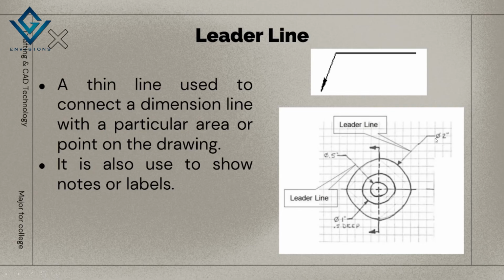For example, this one shows that the diameter is 2 inches. This one shows that the diameter is 5. This one shows that the diameter is 1. That is an indication, because without the leader line, you are not sure what measure this number is referring to.